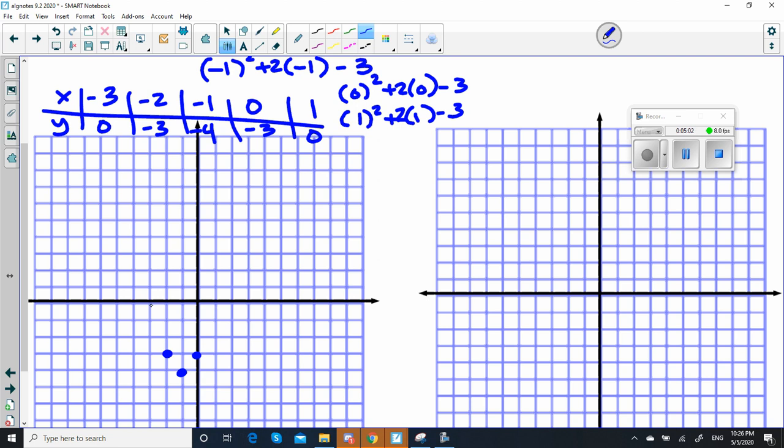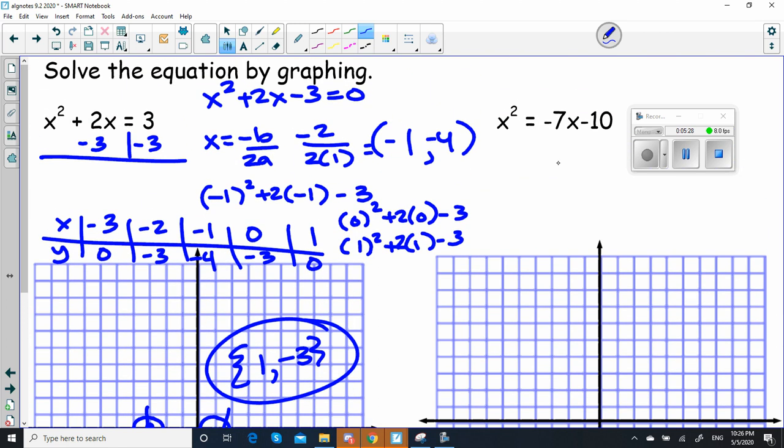I want to know where it crosses the y-axis. And the last 2 points give it to me. 1, 2, 3 to the left. So my axis of symmetry is y equals -1 right here. Excuse me, x equals -1. And my solutions are right here. +1 and -3. Those are my solutions because it's where the graph crosses.